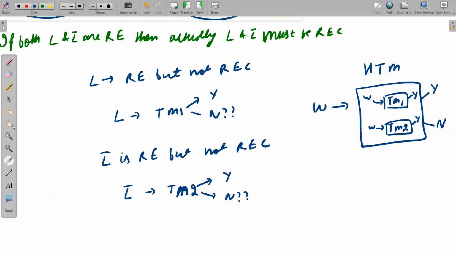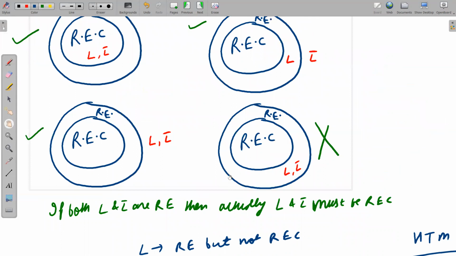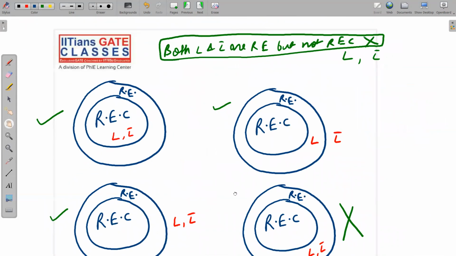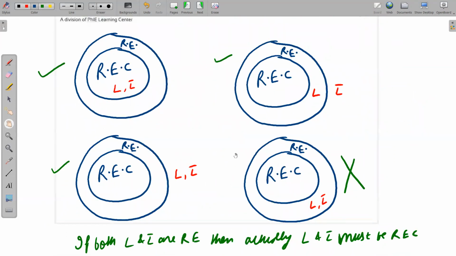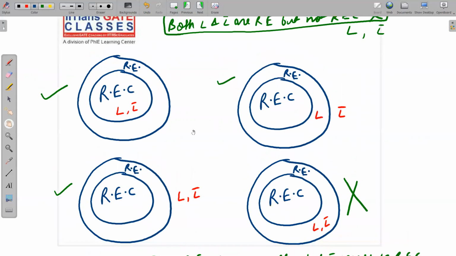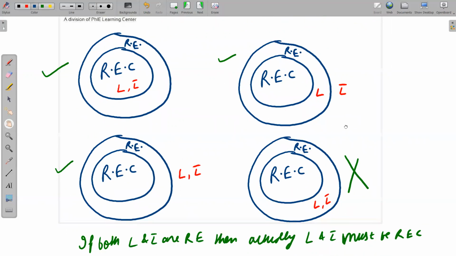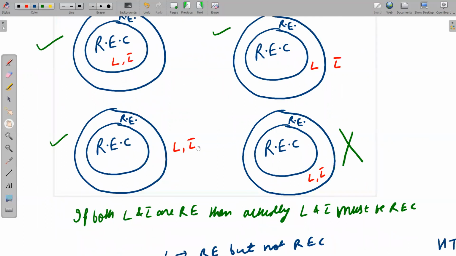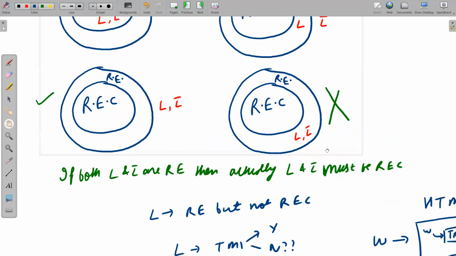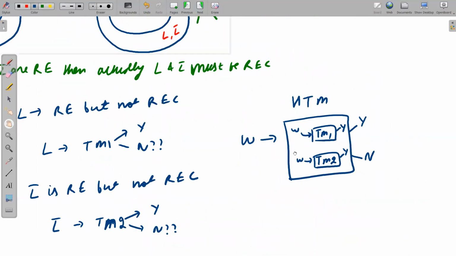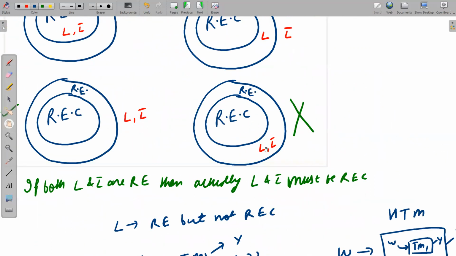I have just given you an idea, because this theorem is very, very important, and many times questions have been asked in GATE as well as NET, in various competitive exams. So there are only three possibilities. L and L bar both are REC. L is RE, but L bar is outside RE, that is non-RE. Or both L and L bar are non-RE. The scenario where L and L bar both are RE but not REC is not at all possible, because if you are claiming that this is possible, then as I have already told you, they will come here itself.